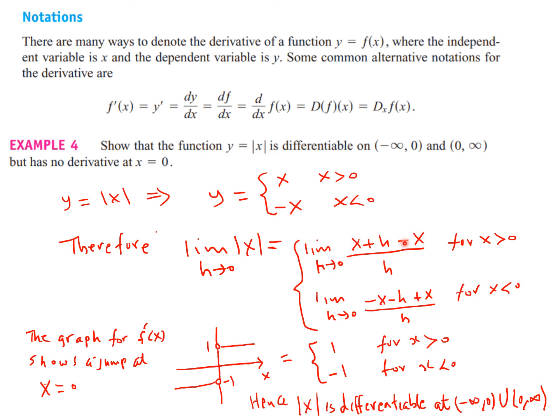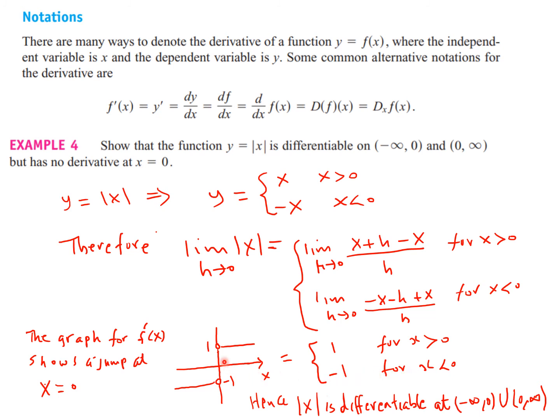Now, if we do the math and apply the limit, we can see that x goes with x and I have h over h. So h over h is equal to 1 over 1. The limit will not make any difference because we have 1 in the numerator and 1 in the denominator. So we have 1, and over here in the bottom we have negative 1, because the x goes with the x and the h goes with the h, but we have negative h, so it will be negative 1. So the answer is negative 1 for x less than 0. So we have positive 1 for x greater than 0 all the way until infinity, and negative 1 for x less than 0 all the way until negative infinity.